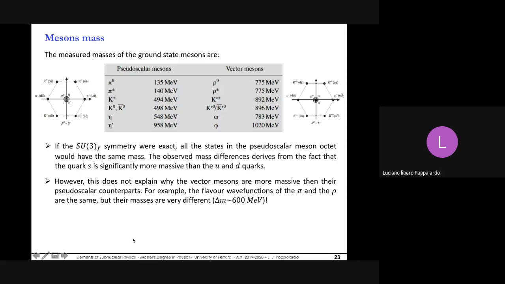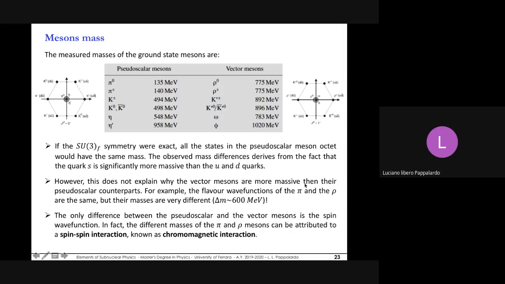However, this does not explain why the vector mesons are more massive than the pseudo-scalar mesons. If you now compare these masses to these masses here, you see that all these guys are heavier than the corresponding pseudo-scalar mesons. Okay. For example, the wave function of the pions and the rho, as we have seen, is the same. They have exactly the same quark content, but they have a very different mass. Okay, the mass of the rho is something like 600 MeV larger than that of the pion.